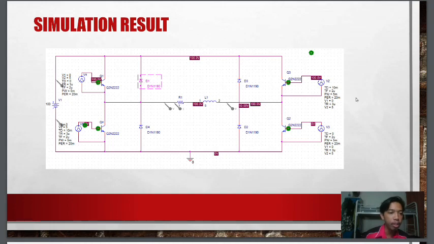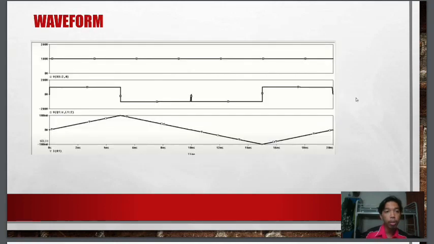This is the simulation result that I simulated in PSpice. We have a VDC of 100 volts, switch Q1, diode D1, switch Q4, diode D4, switch Q3, diode D3, switch Q2, and diode D2. So we conduct a measurement with voltage markers that we connect to each part of this circuit. For the waveform, we get a square waveform for the DC to AC converter.